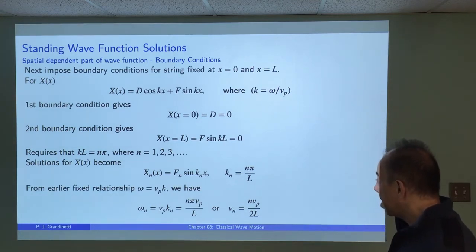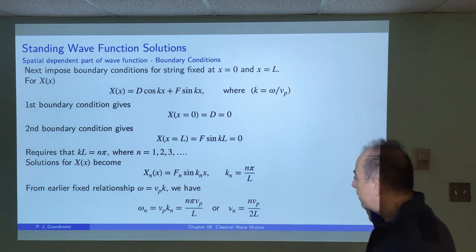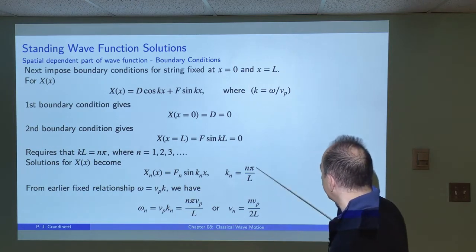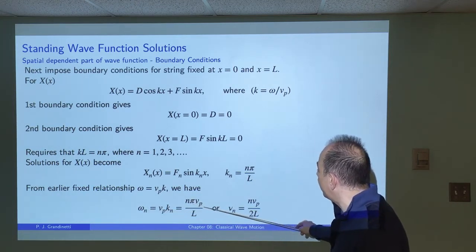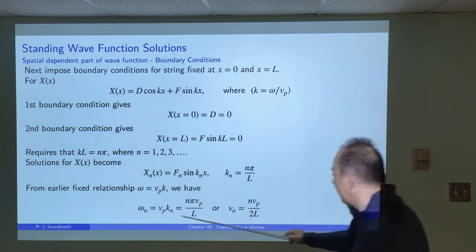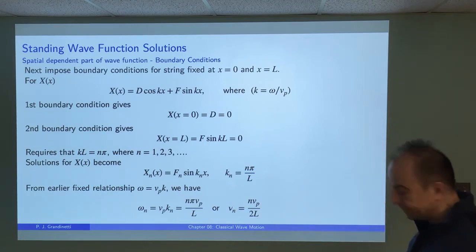We can also use the relationship that we learned in the first part of the chapter, that omega is equal to Vp times k. So we can take our substitution for k here, and we get that omega is n pi Vp over L. Or if you want to use the Greek nu, the frequency, instead of the angular frequency, it's n Vp over 2L. Okay.